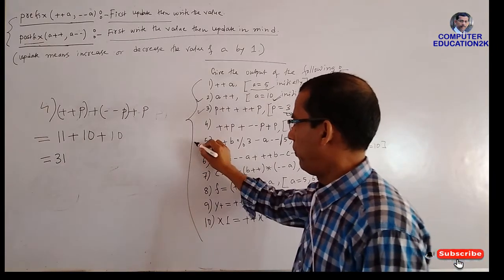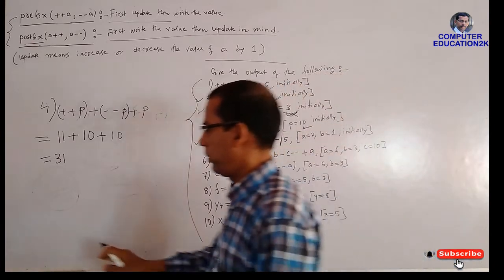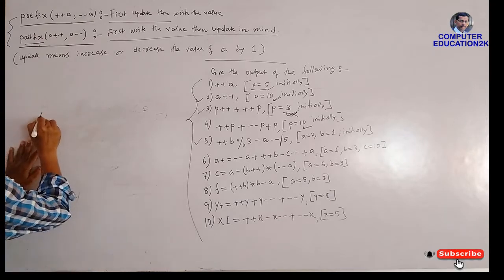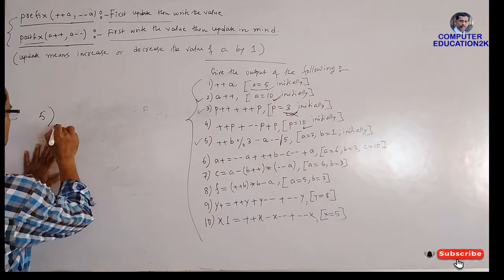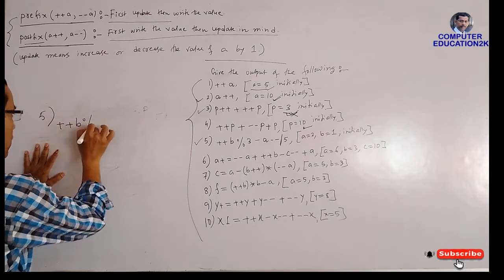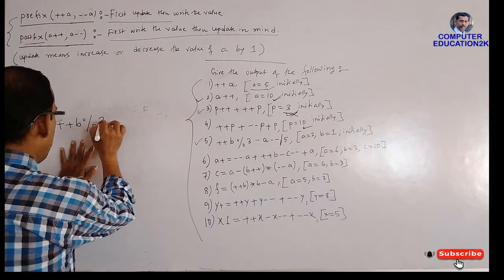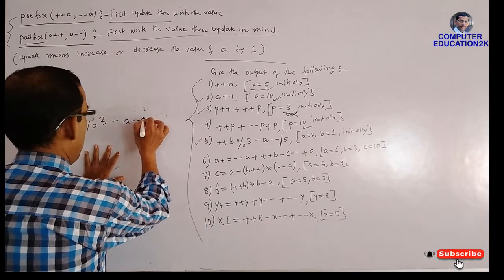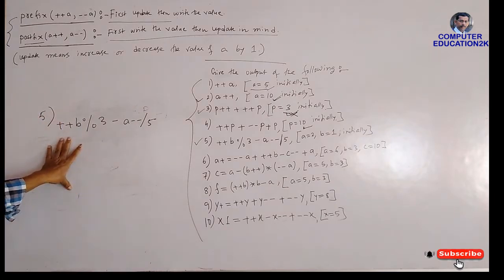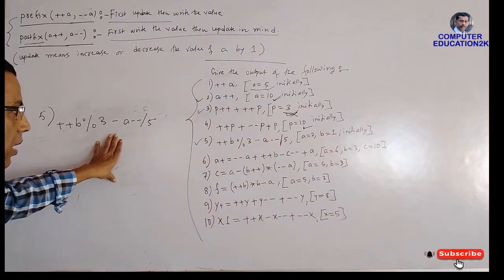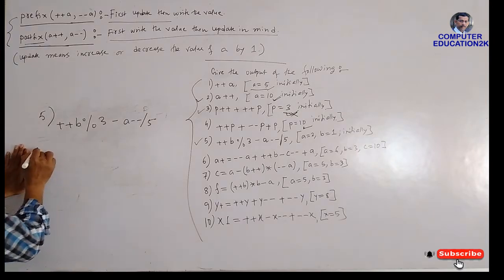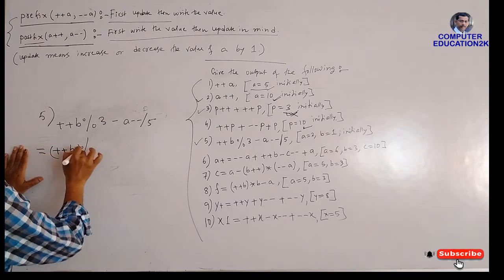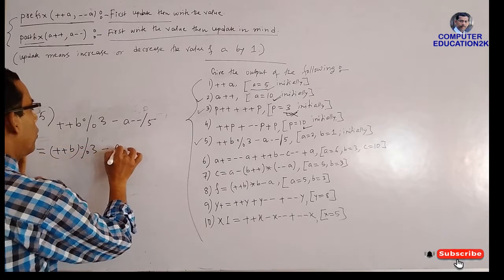Now let's do number 5. What is the question? ++B % 3 - A-- / 5. So you can put the variables in double brackets, it will be easy for you to understand.